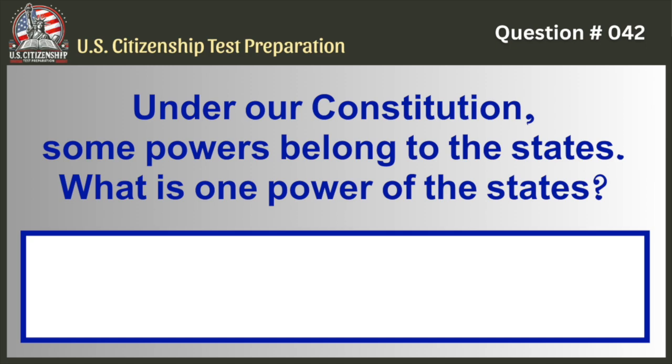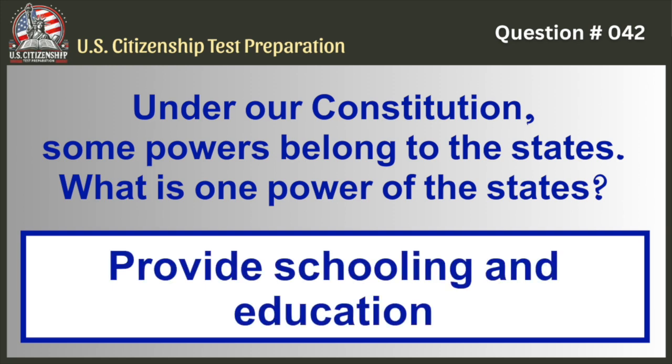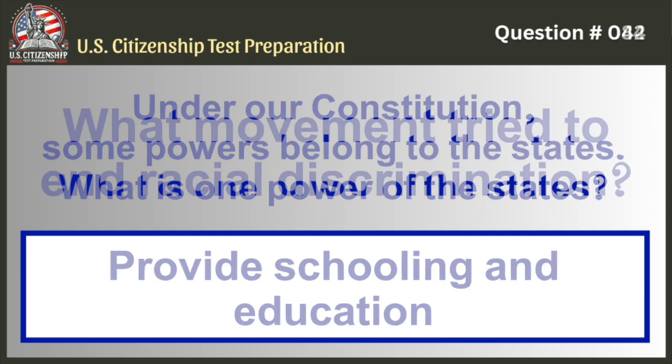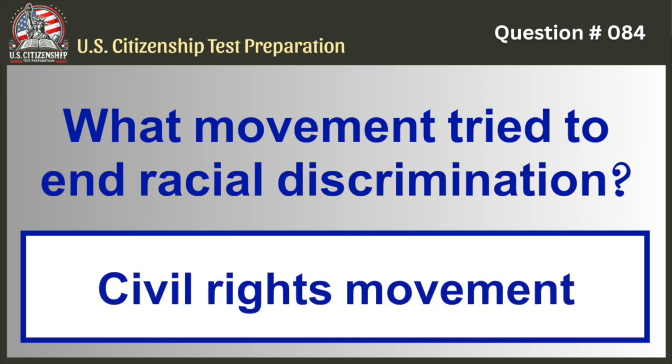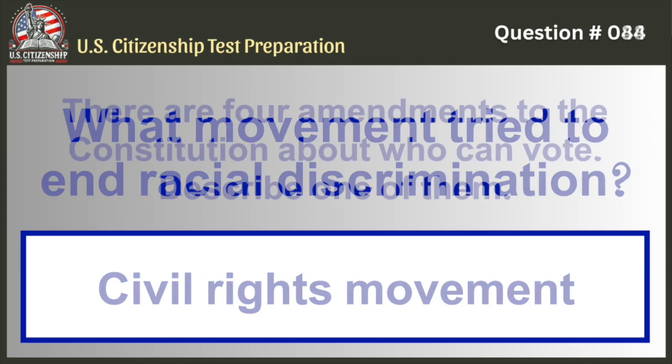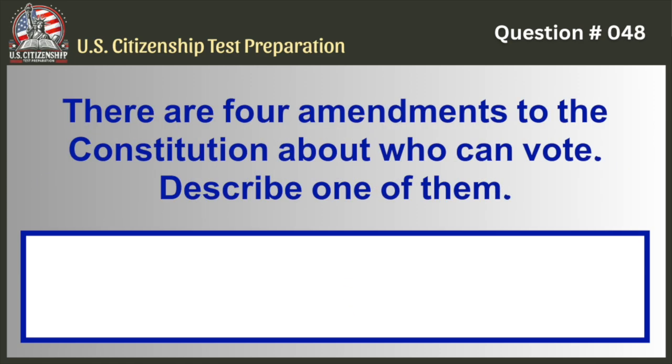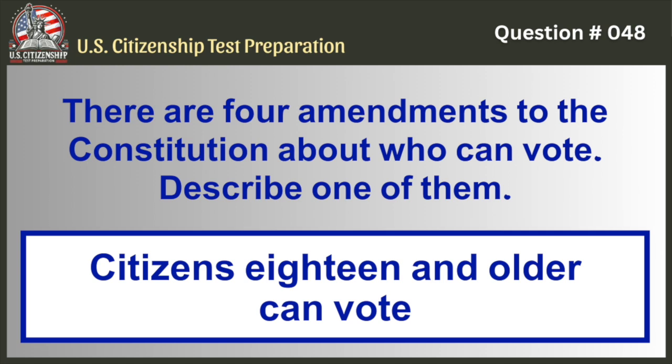Under our Constitution, some powers belong to the states. What is one power of the states? Provide schooling and education. What movement tried to end racial discrimination? Civil rights movement. There are 4 amendments to the Constitution about who can vote. Describe one of them. Citizens 18 and older can vote.